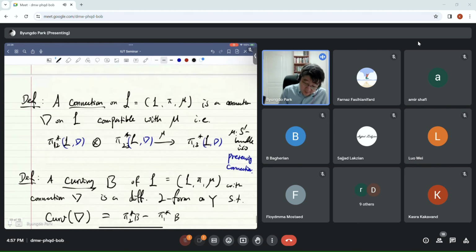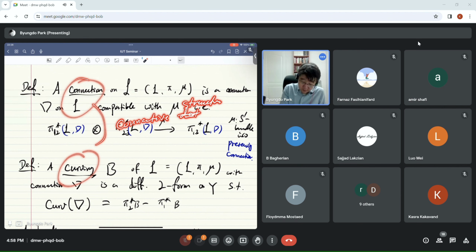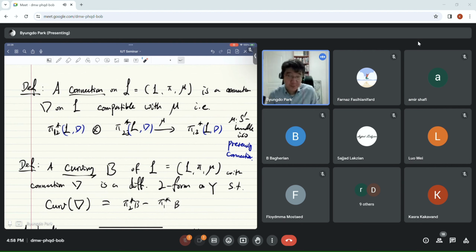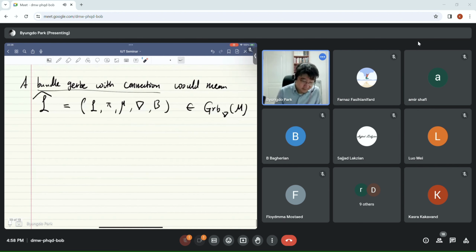So sometimes people call this connection with curving the connective data, the connective structure of this bundle gerb. But people often just say bundle gerb with connection. So I'm going to just say that.